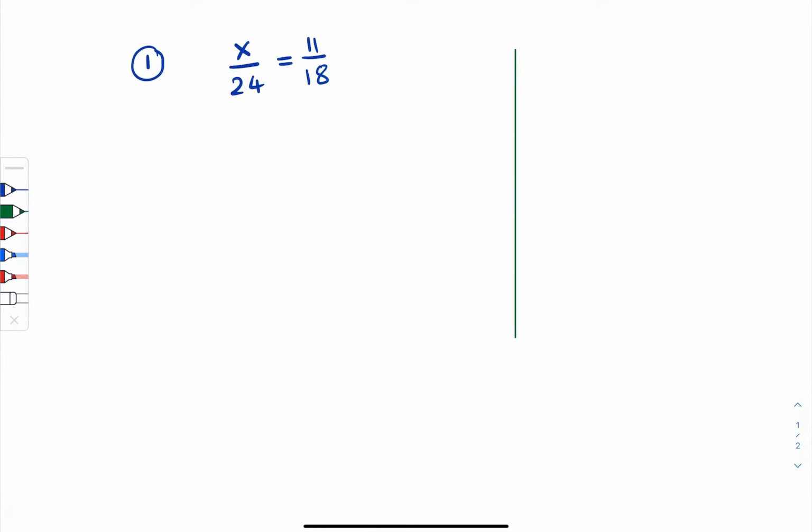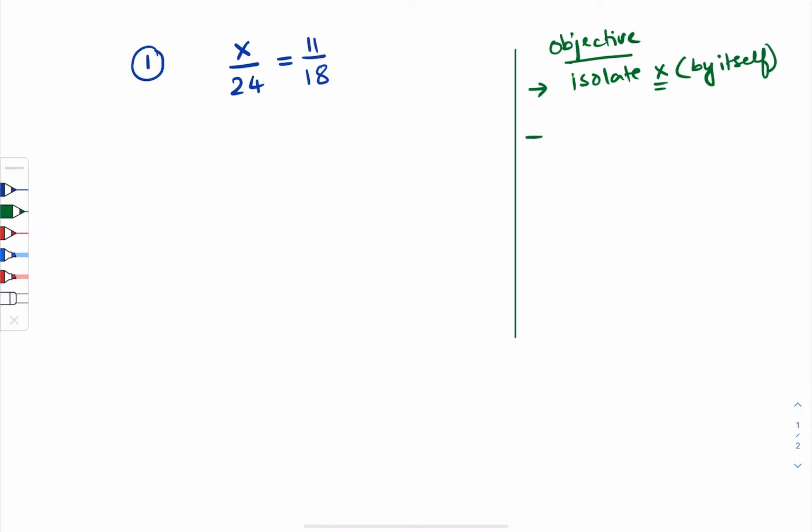Your main objective out here is to isolate x. What that means is you need to find a way to get x onto one side of the equation by itself. So x needs to be by itself, and the way you do that is you have to undo.